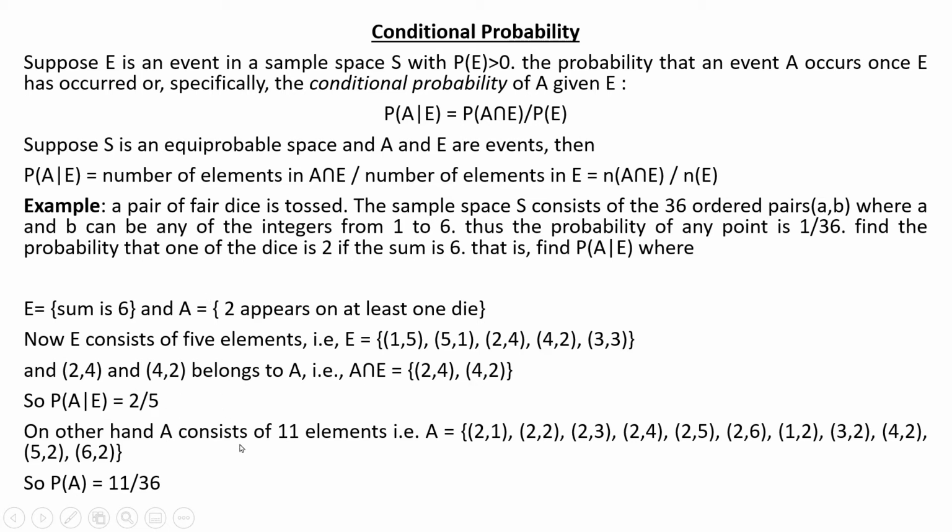On the other hand, A consists of 11 elements, that is for set A we have total 11 choices where one of the dice is 2. So (2,1), (2,2), (2,3), (2,4), (2,5), (2,6), (1,2), (3,2), (4,2), (5,2) and (6,2). These are the total outcomes for the set A. So the probability of A would be 11 by 36, where 36 is the total sample space.